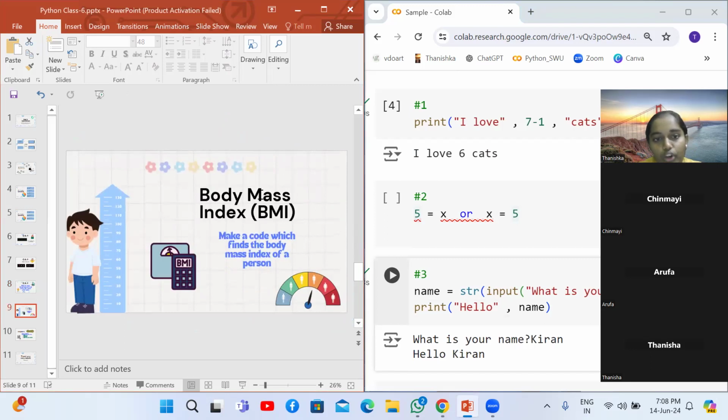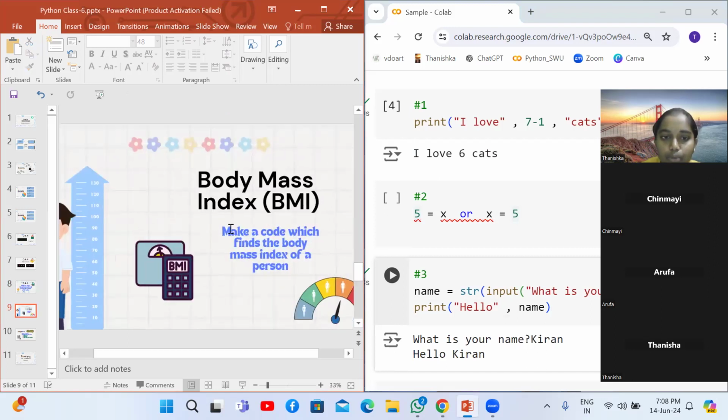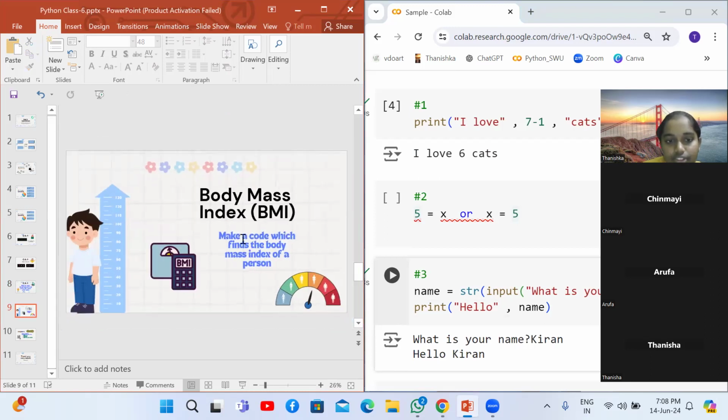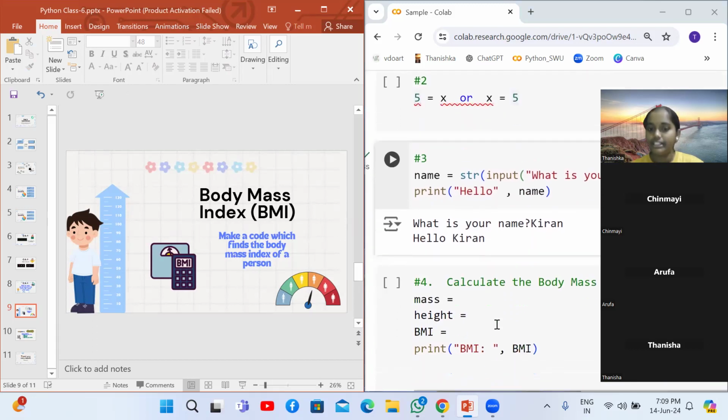That is body mass index, BMI. Anyone? Okay, I think Nitin is not here, so I'll be explaining this one. BMI, body mass index. Here you have to make a code which finds the body mass index of a person. If you want to find the body mass index of a person, then you need weight and height. That's it, then you can find the body mass index. Here they didn't give any hint or the formula for how to find it, but here it is.